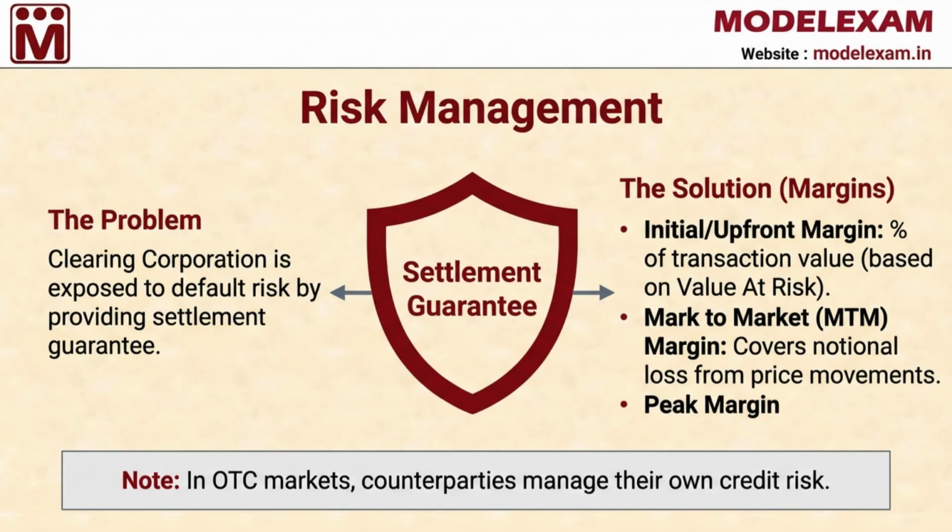The initial or upfront margin is a percentage of the transaction value collected based on the value at risk concept. Then there is the mark to market or MTM margin, which covers any notional losses that might occur due to daily price movements. Unlike the exchange traded markets, in OTC markets, the counterparties have to manage their own credit risk.